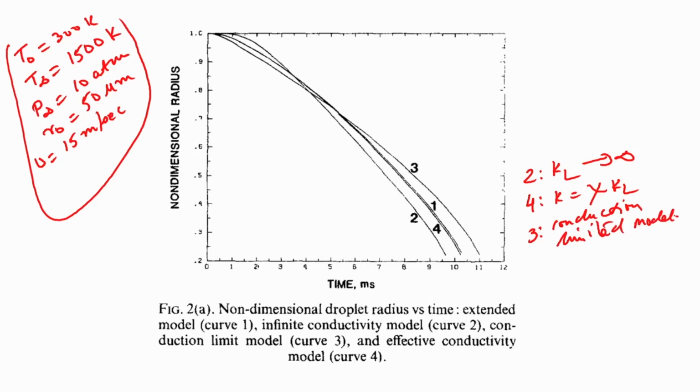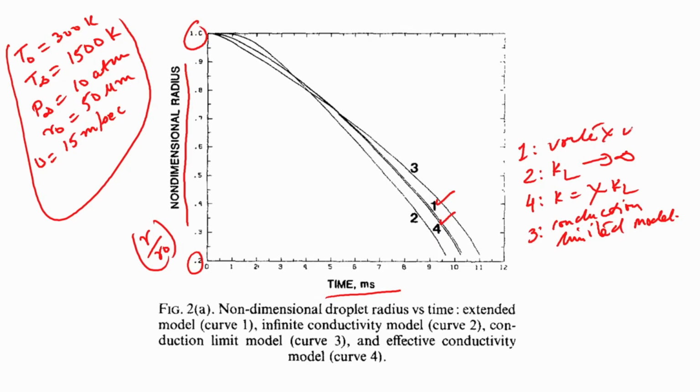It shows the non-dimensional radius versus time. This time is the raw time for that 50 micron droplet that was injected. Non-dimensional radius is basically r by r naught, that is why it starts from 1 and goes all the way down to 0.2 and things like that. If you see now, 1 and 4 come very close to each other. 1 is the current model, the vortex model, and 4 is the effective conductivity model. So, they pretty much predict the same thing.